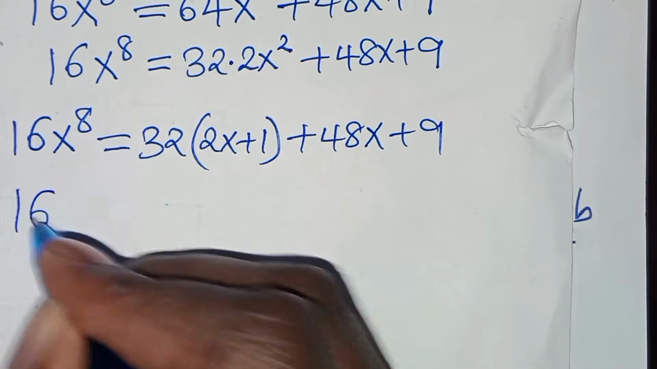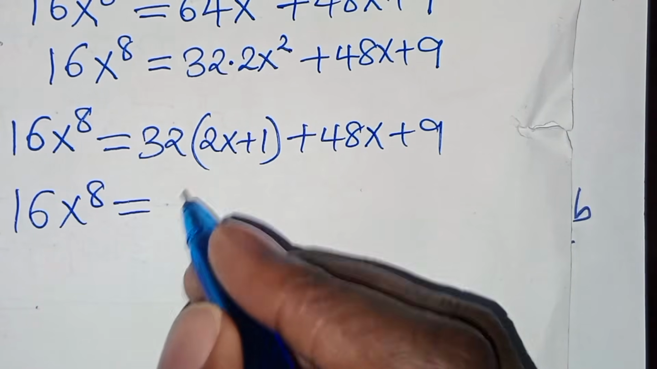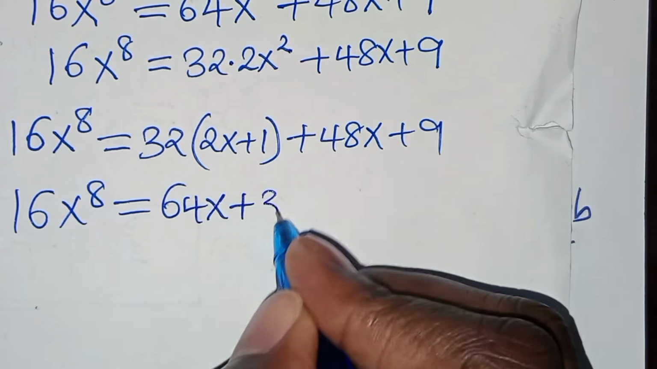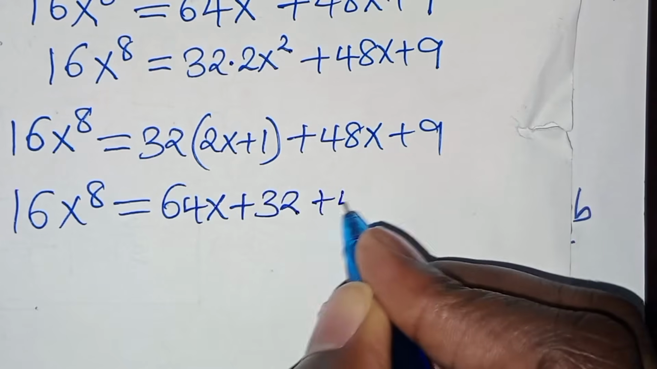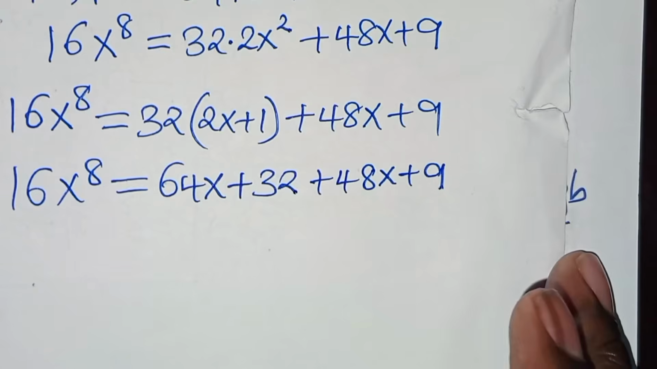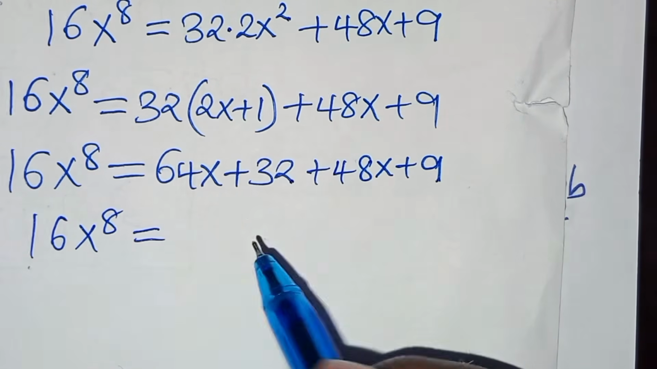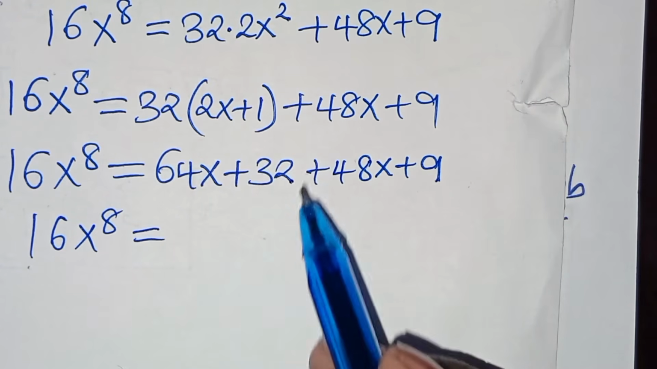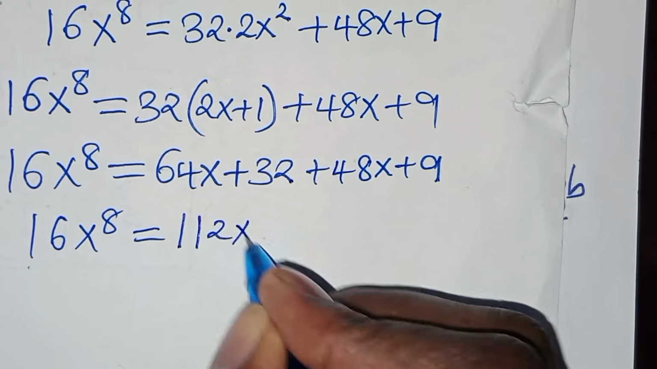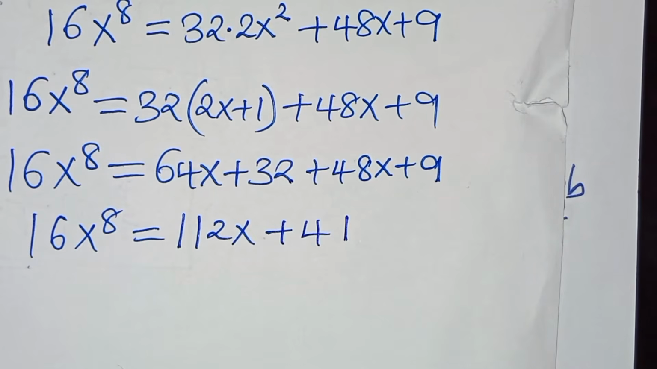So here we have 16x to the power 8. This is equal to 32 times 2x, this is 64x, plus 32 times 1, this is 32, plus 48x, then plus 9. So here we have 16x to the power 8. This is equal to, now we have 64x plus 48x, which is equal to 112x, plus 32 plus 9, which is equal to 41.